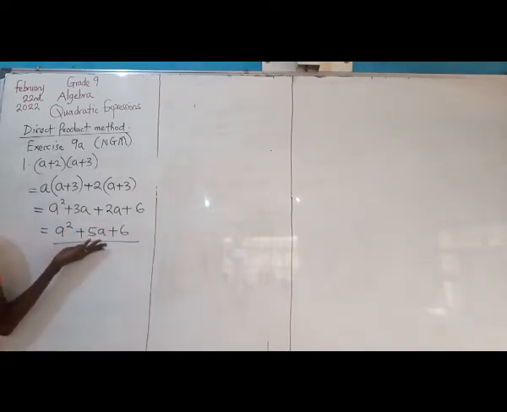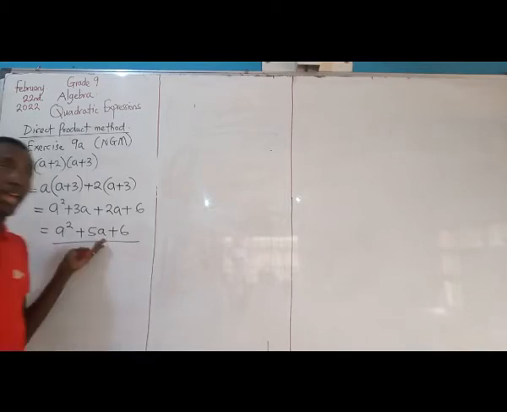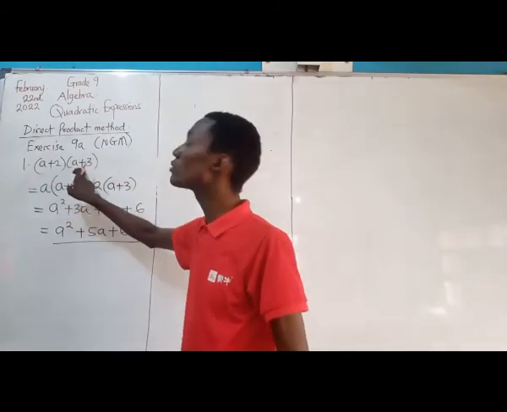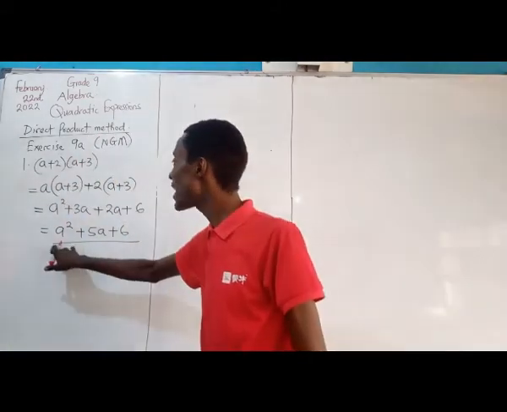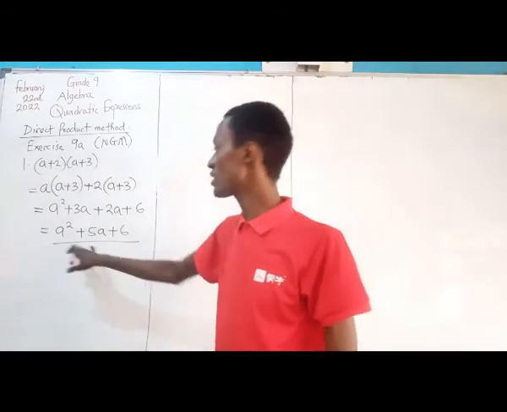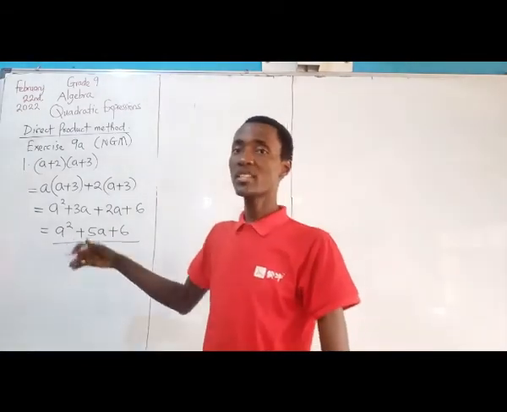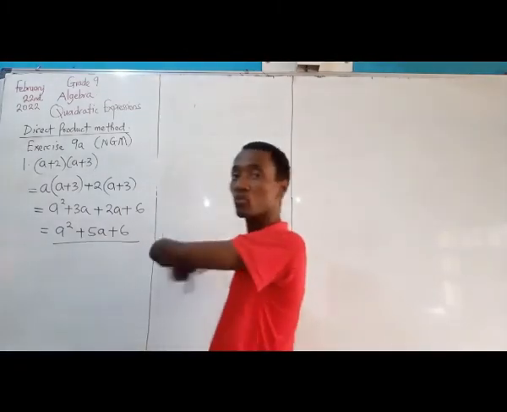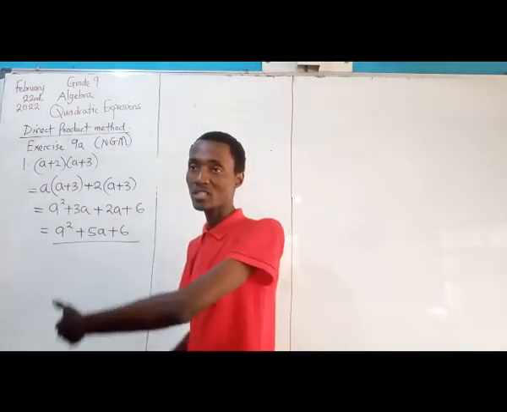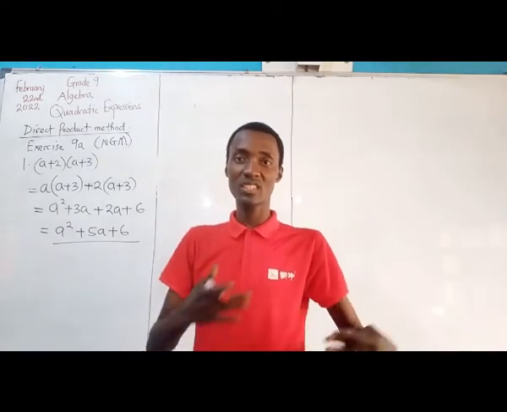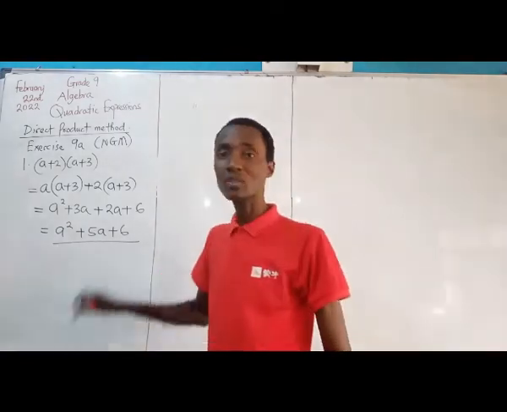What we have obtained is the quadratic expression, because we said that by the direct product method, we multiply two binomials to obtain the quadratic. So this is a quadratic. Please pay particular attention to this because much later we will start from here and move backwards, just like counting your A, B, C, D, E, E, D, C, B, A. So we're going to do that very soon.